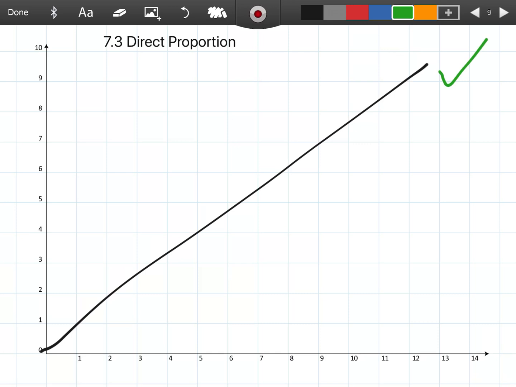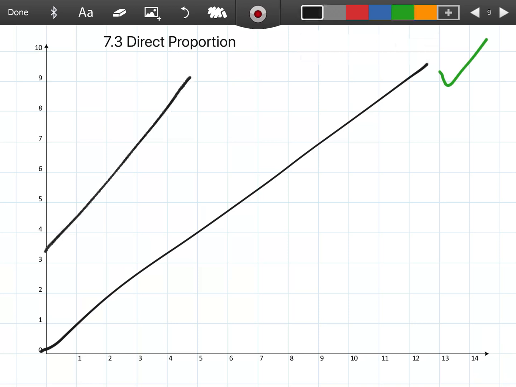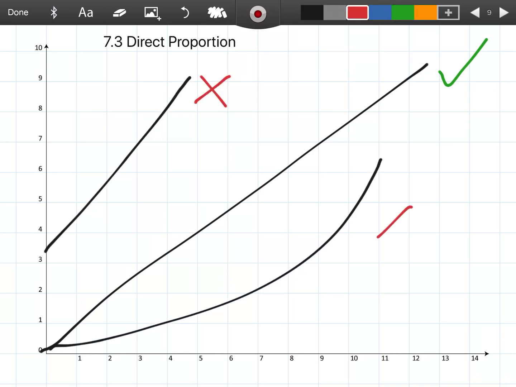So if I had twice as many people here, I'd have twice as much flour. Or sometimes you might see there's a straight line that goes through a different point, like this. That is not direct proportion, because if I doubled the number of people, I wouldn't double the amount of flour or the amount of money that I'd spent. So a direct proportion graph will always go through 0, and also it won't be curved. So anything like this, that's not direct proportion either.